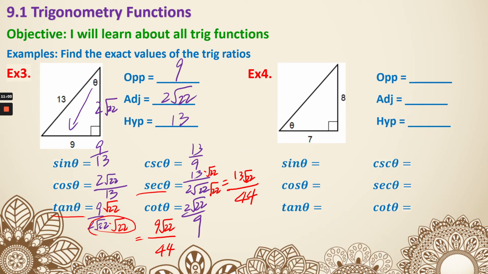Next, example 4. We know it's 7 and 8. So 8 is the facing side, so it's opposite. 7 is next to theta, so that's the adjacent. We can still use the Pythagorean theorem to find what the hypotenuse is.